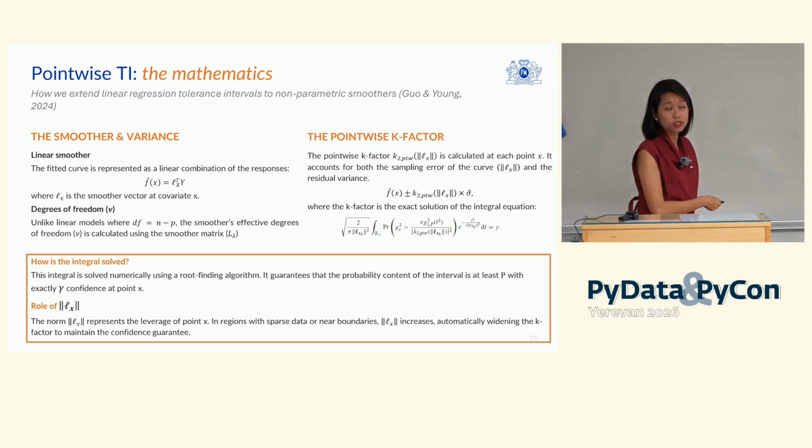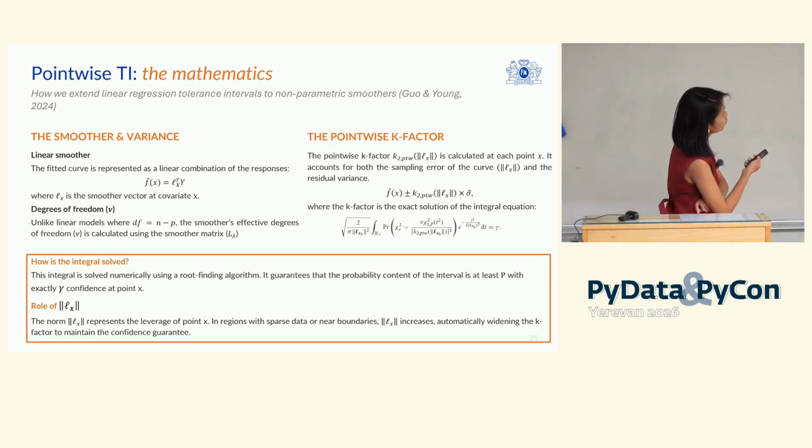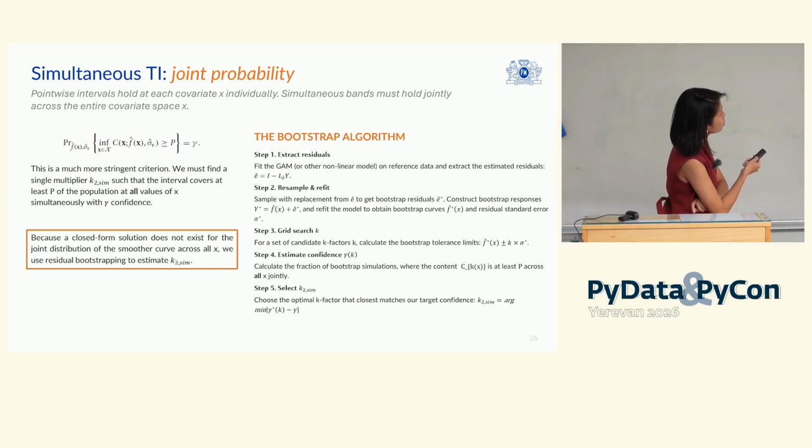I'm not going to go into the detail, but it's just there so that in case you're interested more in the mathematical part, you can have a look and come back to this presentation. So this is the paper I was talking about from Guo and Yong in 2024, where they're proposing the point-wise and the simultaneous tolerance interval, and how the integral is solved. For the point-wise, you reach the k through an integral problem, and it's a bit more computationally straightforward. While in the simultaneous one, it becomes more complicated because then your probability looks like this.